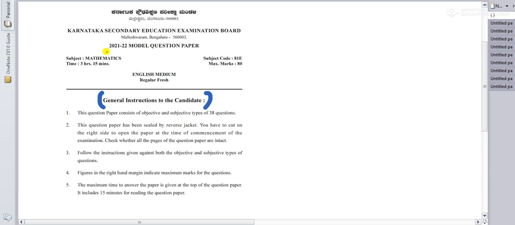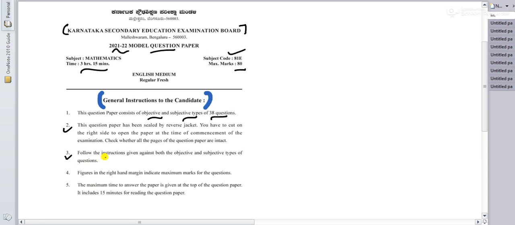You can see, this is the KSEEB, that is Karnataka Secondary Education Examination Board, 21-22 model question paper. It is maths of duration this much, 80 marks, and this is the subject code 81E. And you can see these instructions. The question paper consists of objective and subjective, that is MCQ and long answers, of total 38 questions. All this will be written in your final exam question paper also, so you have to go through them properly. Follow the instruction given against both the objective and subjective questions.